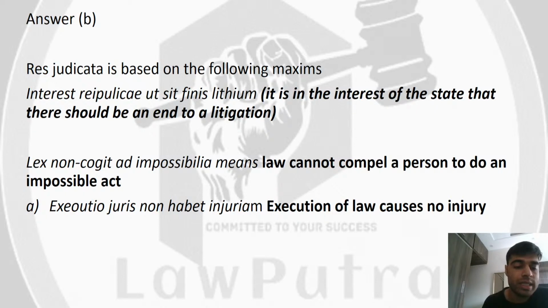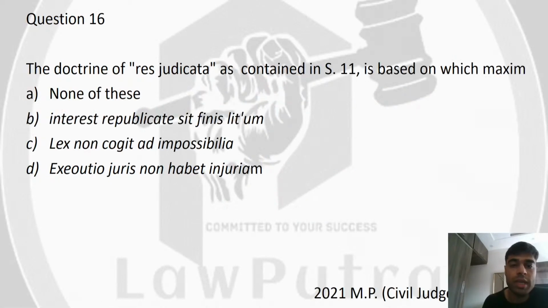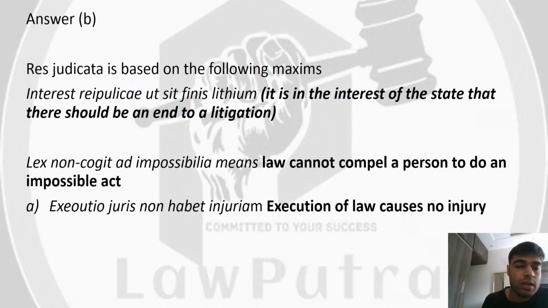So the answer is basically B. The doctrine of res judicata is based on which of the following maxims? So it is based on these two maxims. Interest republicae ut sinit finis means it is in the interest of the state that there should be no end to a litigation, and lex non cogit ad impossibilia means law cannot compel a person to do an impossible act.